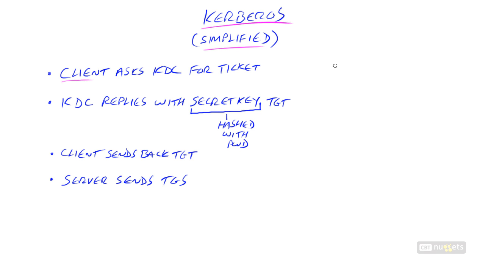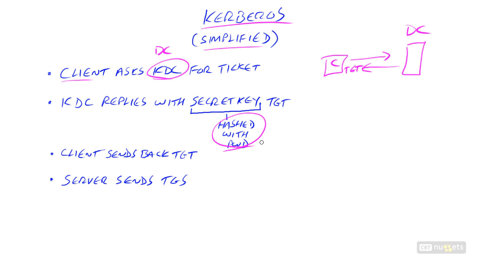Now what happens here is the client, this will be my client, will ask the key distribution center, or domain controller in Active Directory, my DC, for a ticket. It sends out the request. The domain controller will send back a ticket granting ticket. It replies with a secret key in the ticket granting ticket that is hashed with the user's password. So, in other words, when we get this ticket granting ticket, it's going to be kind of mutually authenticated, and it could only have been issued by the domain controller because of certain cryptographic properties that are involved in it.